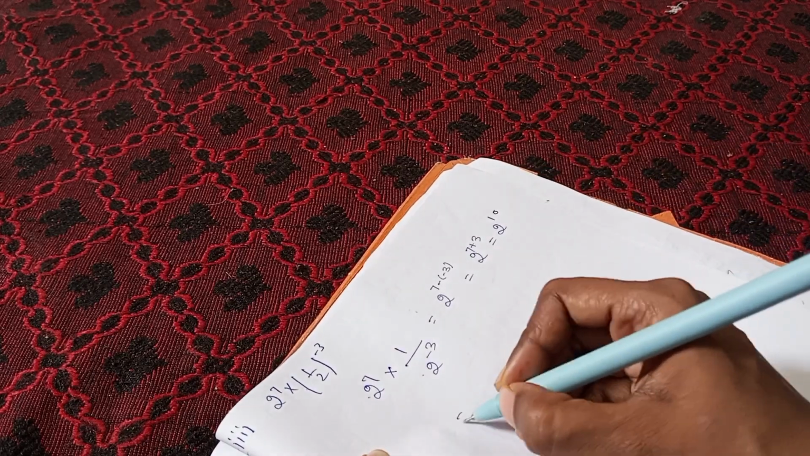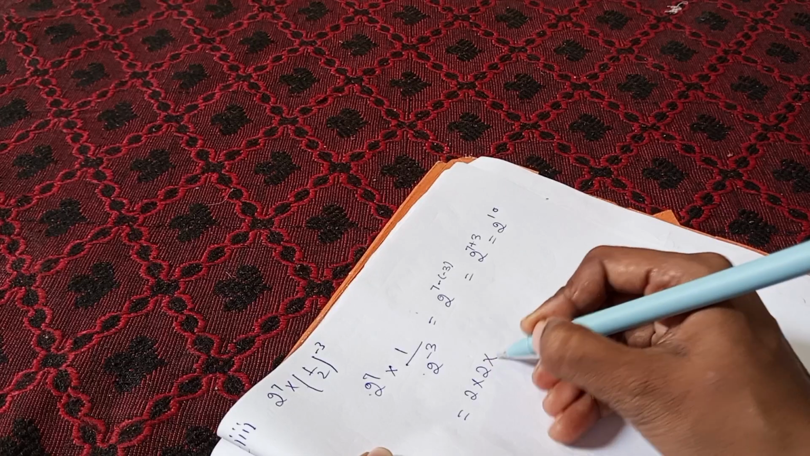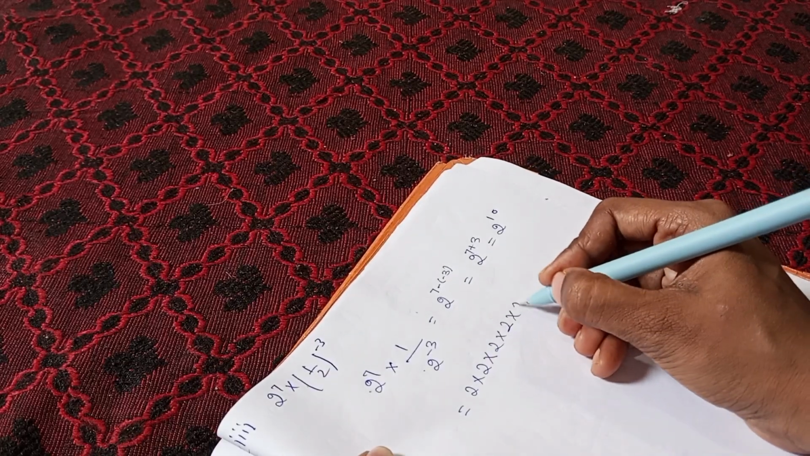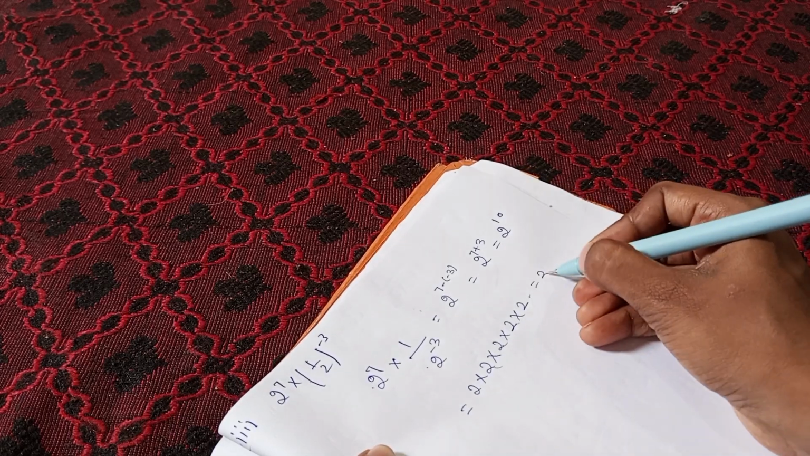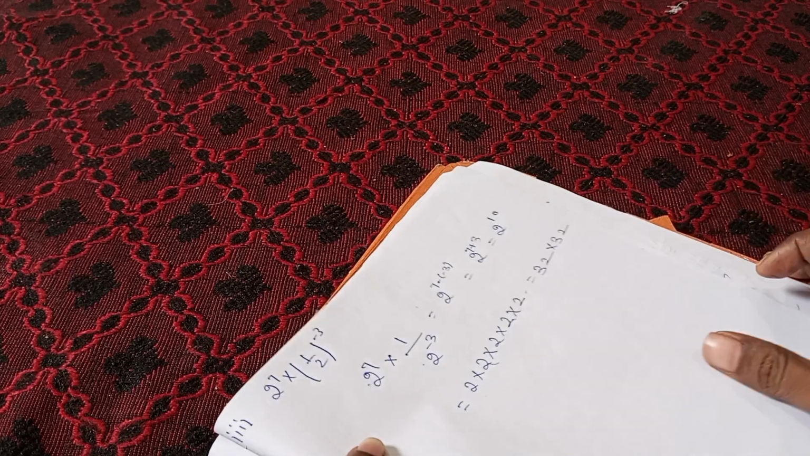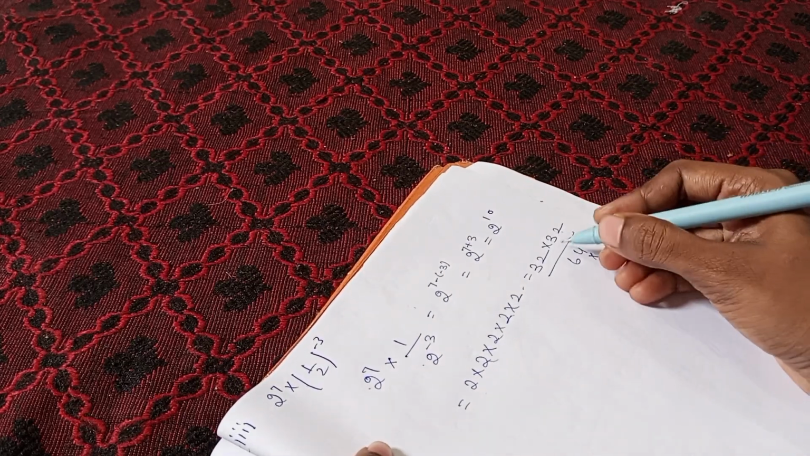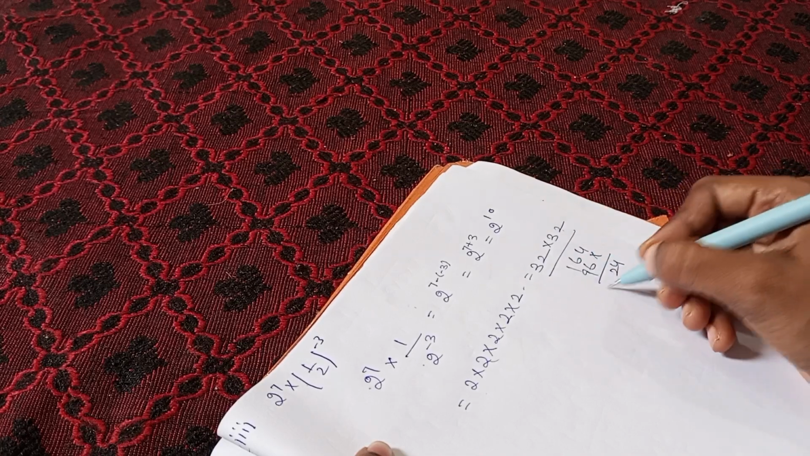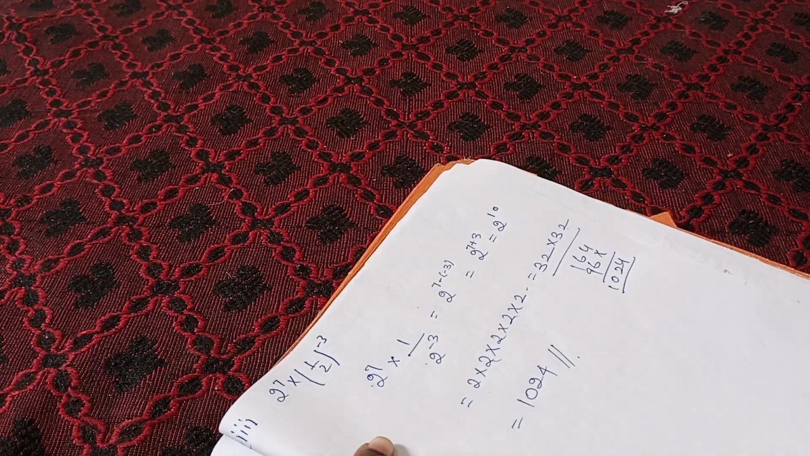Okay, if you multiply 2 ten times: 2 2s are 4, 4 2s are 8, 8 2s are 16, 16 2s are 32. So another 5 times also 32. So 32 into 32, if you multiply, 2 2s are 4, 2 3s are 6, 3 2s are 6, 3 3s are 9. So 4, carry 1, 10. 1024 is the answer. Okay friends, do you understand?